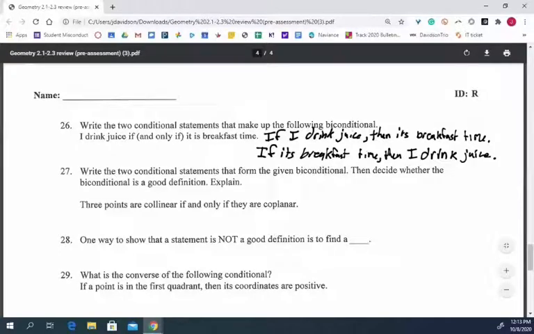Okay, a few more. Let's finish up here. Write two conditional statements that form the given biconditional and decide whether the biconditional is a good definition. Conditional statements are your if-then statements. If 3 points are collinear, then they are coplanar.